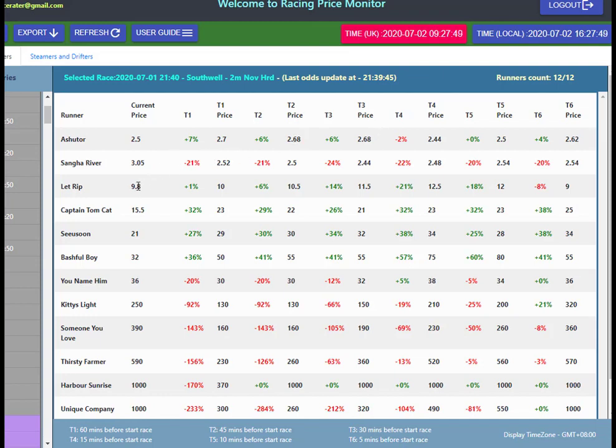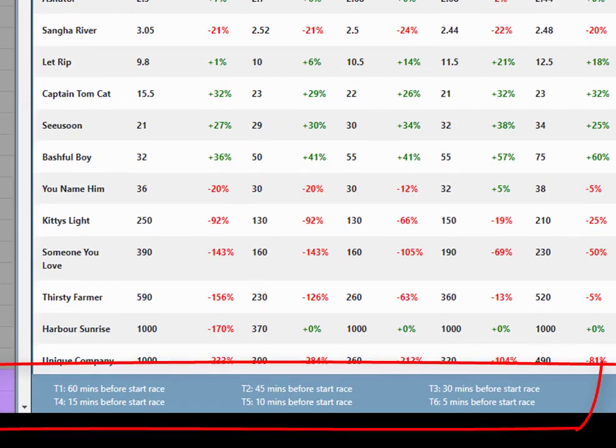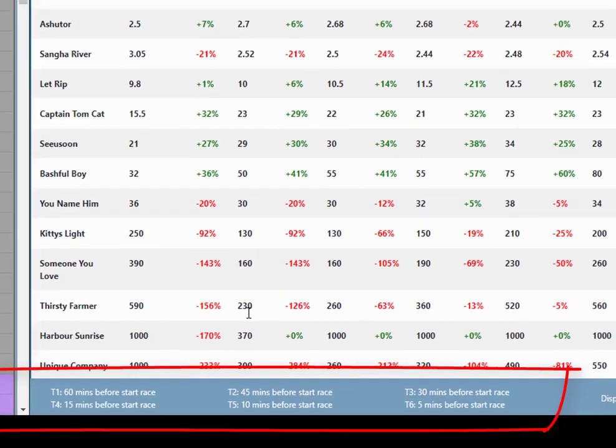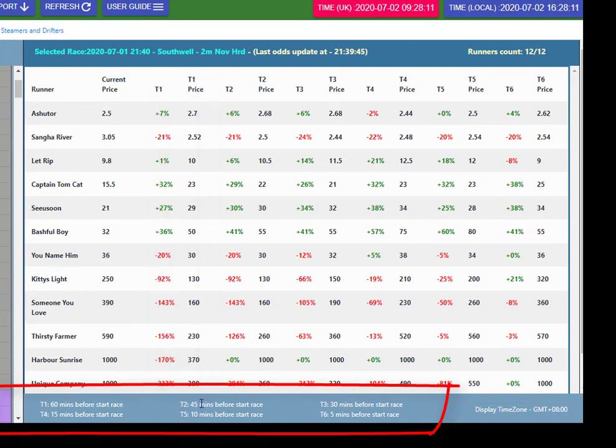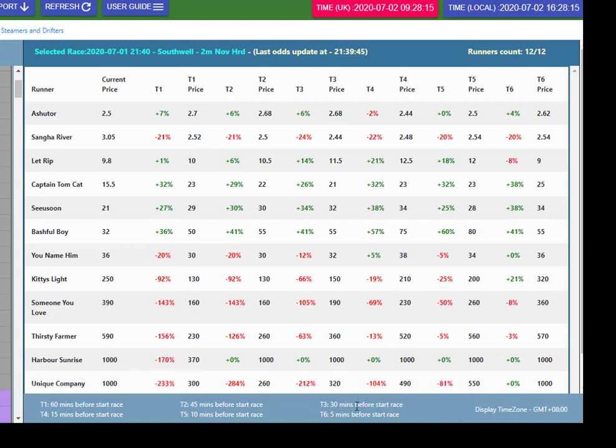So what we have done here, this is a race, and you can see down the bottom I've got my time, so I'm starting to monitor the prices from the 60-minute mark. The T1 price here, all these prices are what the horses were at 60 minutes before the official off. T2 is 45 minutes, so this is the price at 45 minutes, and so forth right down to T6, which is the price 5 minutes before the off.